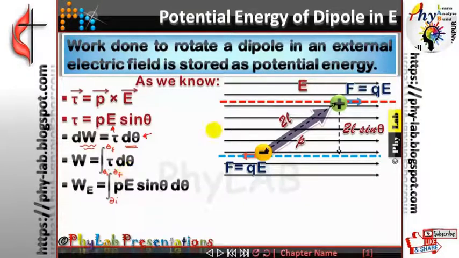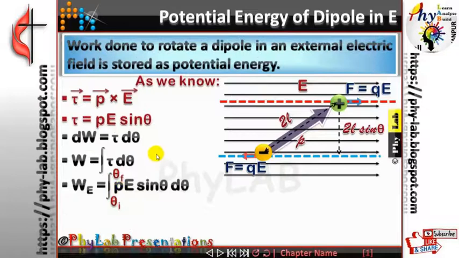Now, what is the expression for torque? You can always substitute the expression of torque from here. So my expression now looks like pE sin theta d theta, and I am rotating the dipole from some initial angle theta I to some final angle theta F. Now friends, this pE can be taken outside of the integral as they are constant. So the expression would look like work done is equal to pE times the integration of sin theta d theta, with the limits of integration being theta I to theta F.